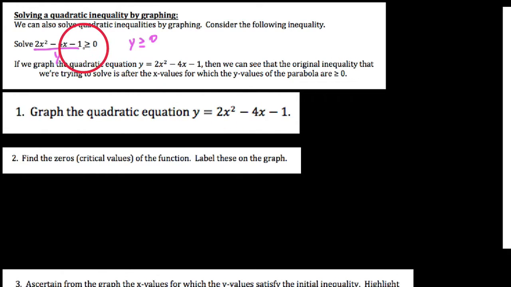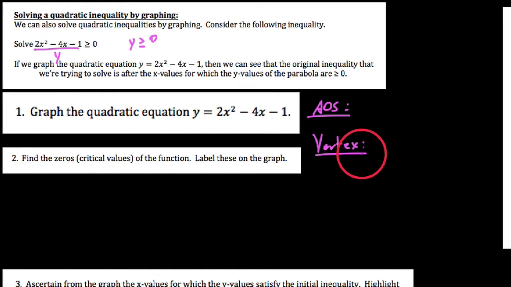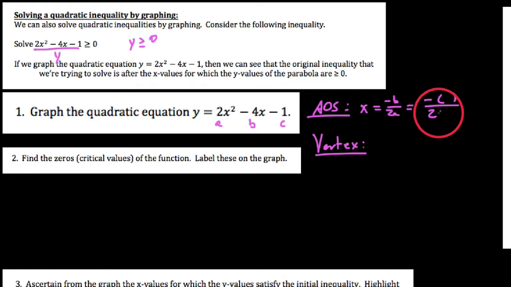When we want to solve this, we'll graph it as if we had the equation y equals 2x squared minus 4x minus 1. So the first things we want to do here are ascertain where the axis of symmetry and vertex are. Since this is in standard form, we know our a, b, and c values. We'll start by finding the axis of symmetry, which is at negative b over 2a whenever it's in standard form. So we get negative b over 2 times a, where our b value is negative 4 and our a value is positive 2. So we end up with positive 4 over positive 4, which is 1.